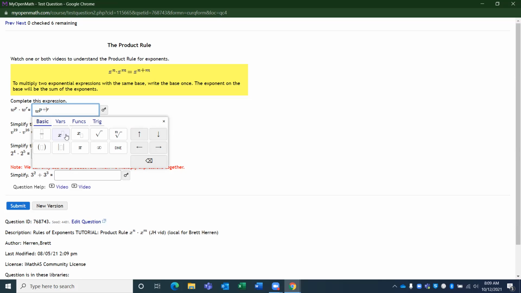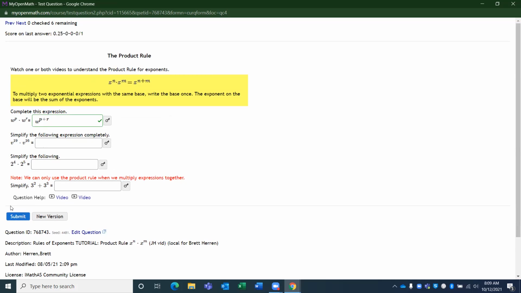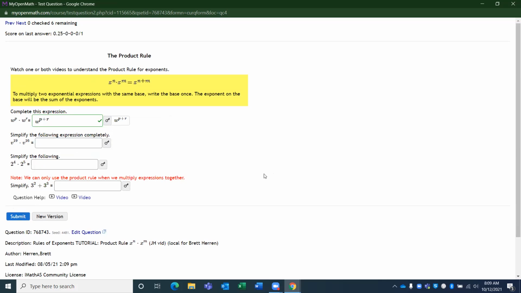Because as soon as you do the plus, it makes it drop down to the baseline. Let me submit it, see. Yeah, it took that. So let me try the next one. This one will be a little easier. And that one too. Yeah, okay, especially that one. That's a weird one.